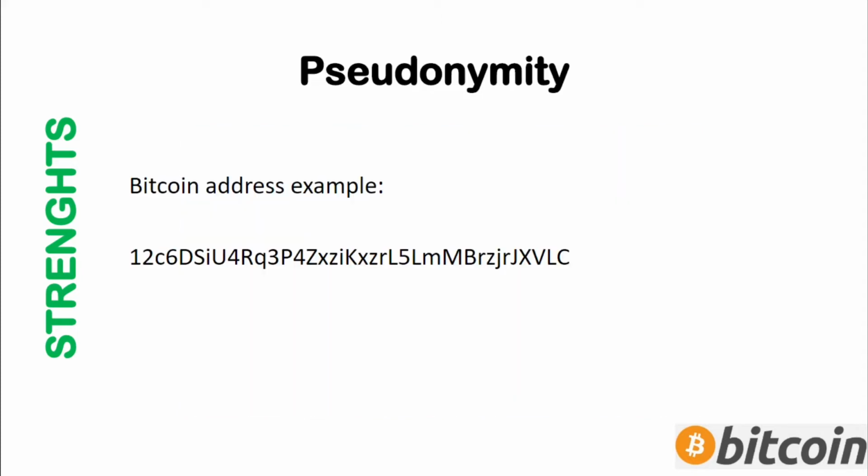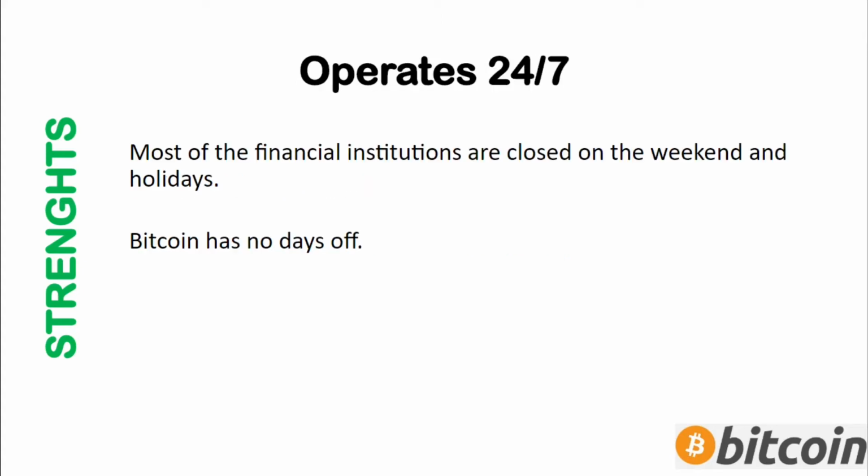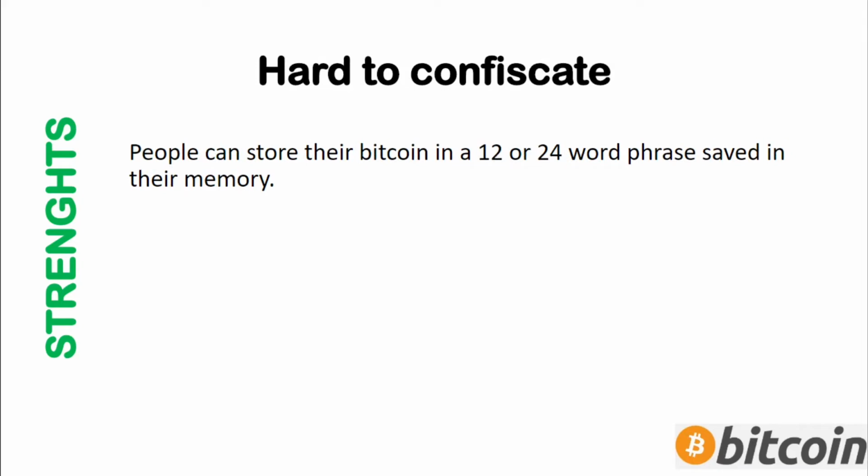Pseudonymous. So if you want to receive or send Bitcoin, you're using this pseudonymous Bitcoin address. It operates 24/7. And it is pretty difficult to confiscate.